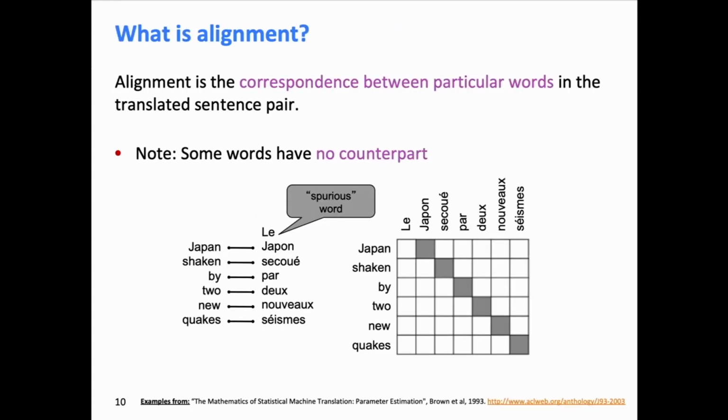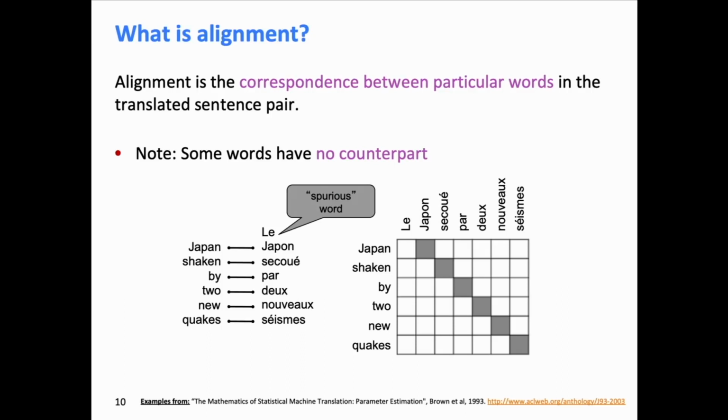In this example where we're translating the sentence, Japan shaken by 2 new quakes, to French, you can see there's a pretty simple one-to-one alignment here of English words to French words, and also they appear in the exact same order. The only thing that doesn't conform to that is the word le in French, which we call a spurious word because it doesn't have a direct counterpart in the English sentence. That's because in English we just say Japan, but in French we say le Japon.